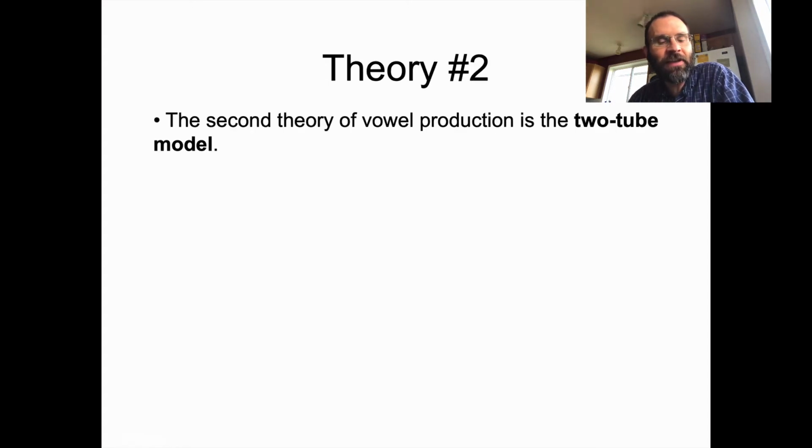Like I said, this is the second theory of vowel production, and it's known as the two-tube model. And if you do continue on with linguistics and phonetics and go out into the world and talk to phoneticians at some length about how vowels are produced, this is the model that will more often be cited by phoneticians when they're trying to explain how you get specific formant values for whatever kind of vowel you're producing.